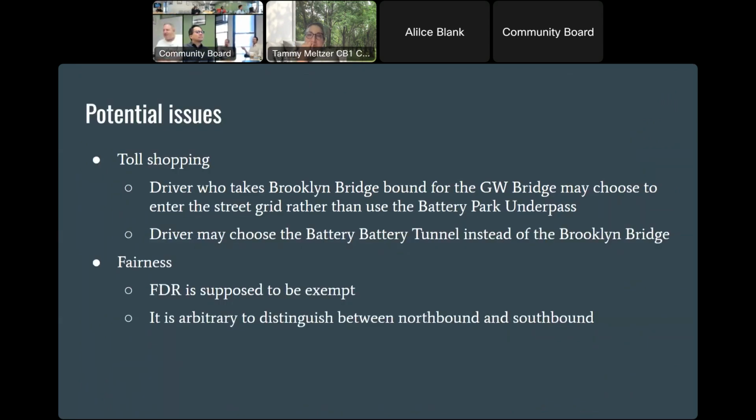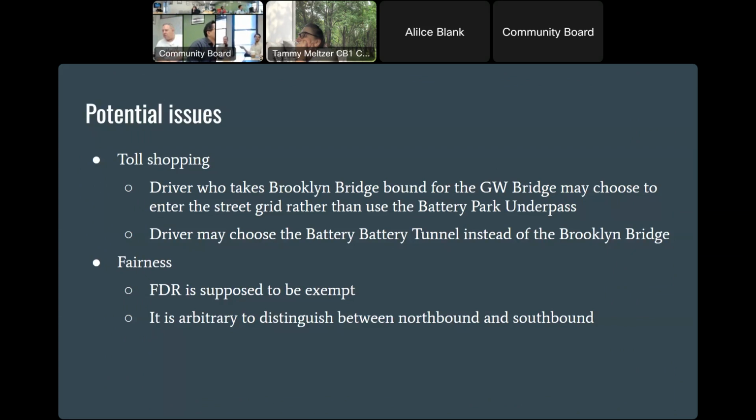There's some potential problems that people have brought up with this. One is it could encourage toll shopping. You can imagine someone who's coming off the Brooklyn Bridge and wants to go all the way up to the George Washington Bridge. That person would otherwise be incentivized to take the FDR Drive because they'd avoid the toll. But now they might say, oh, I'm gonna be charged anyway, maybe I'll cut across, go on the street grid. Possibility. There's also the possibility that people might choose to take the Brooklyn Battery Tunnel instead of the Brooklyn Bridge.